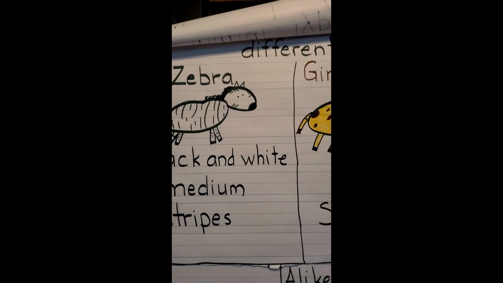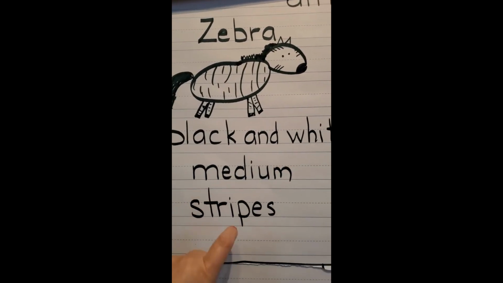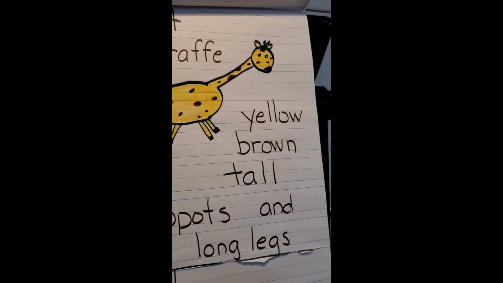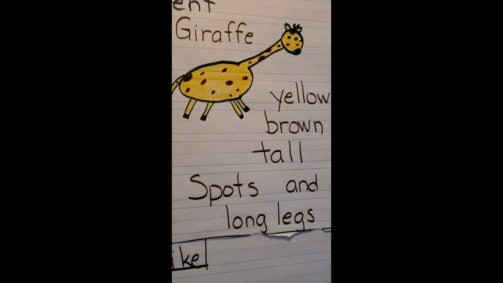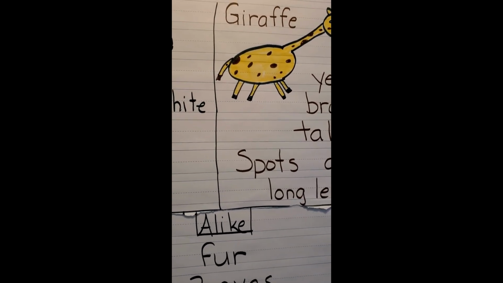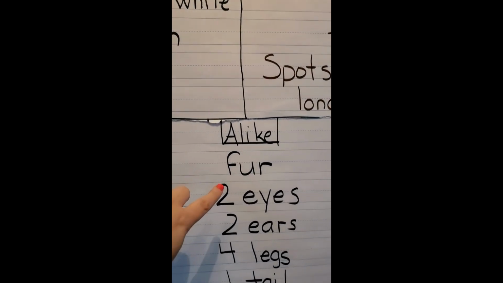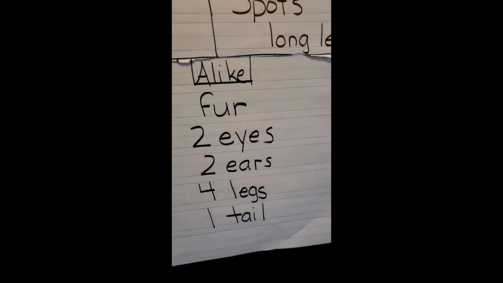Because I like the zebra, the characteristics of it is black and white. They're medium and they have stripes. The giraffe's characteristics are yellow, brown, tall, spots, and long legs. But then that's how they're different. They both have fur though. They both have two eyes and two ears and four legs, and they both have a tail.